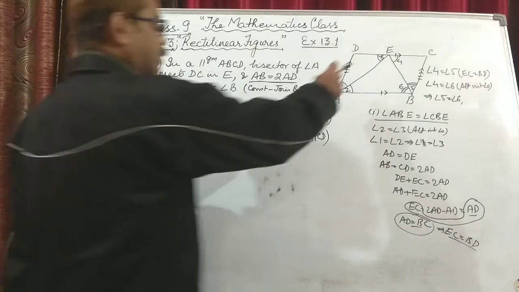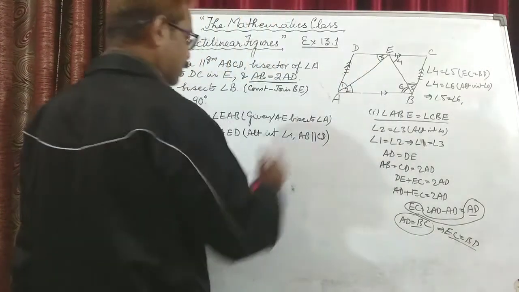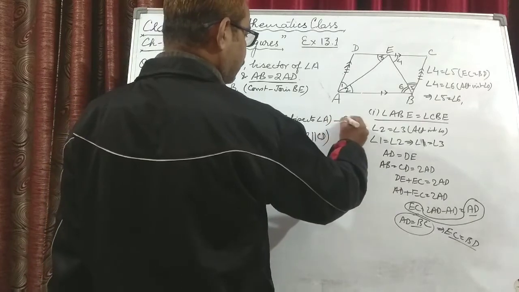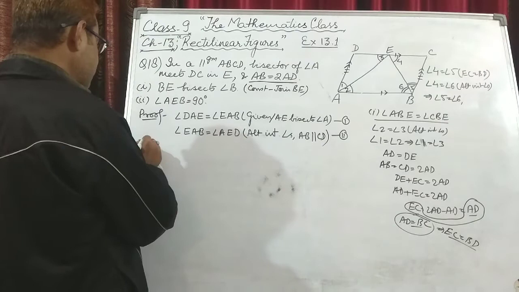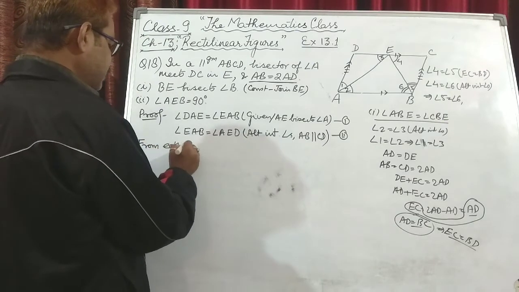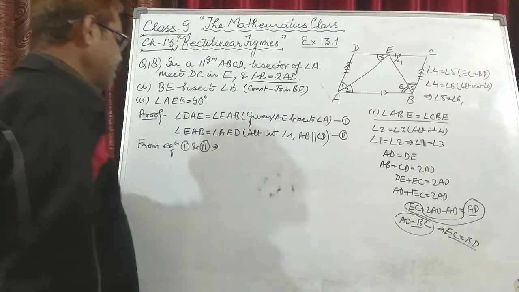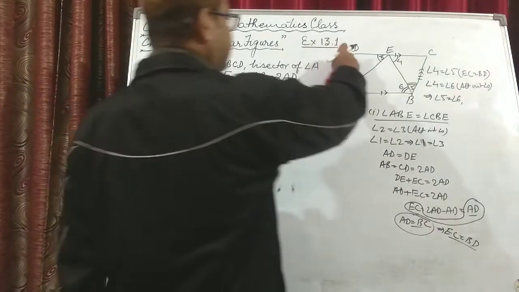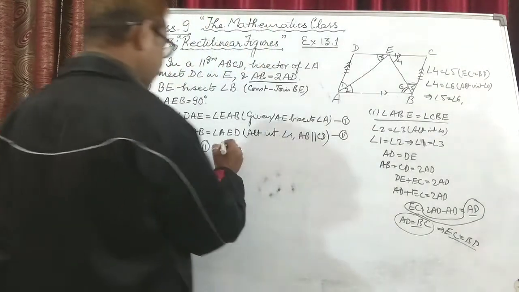Now EAB and AED are equal. This is equation number 1. This is my equation number 2. So from equation 1 and 2, we can say that DEA and DAE are equal.